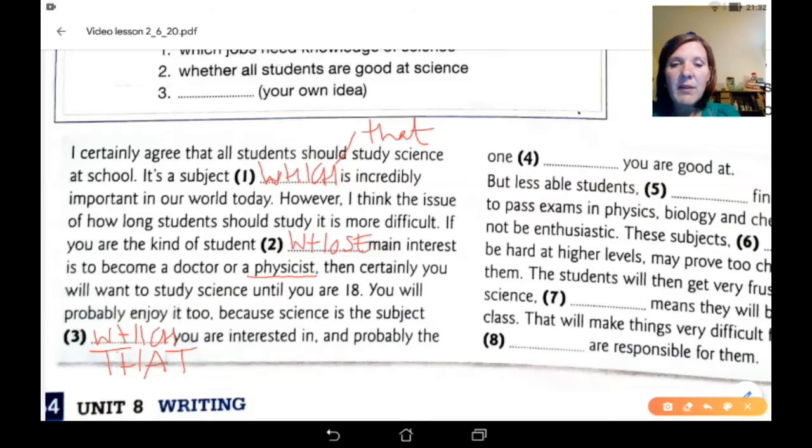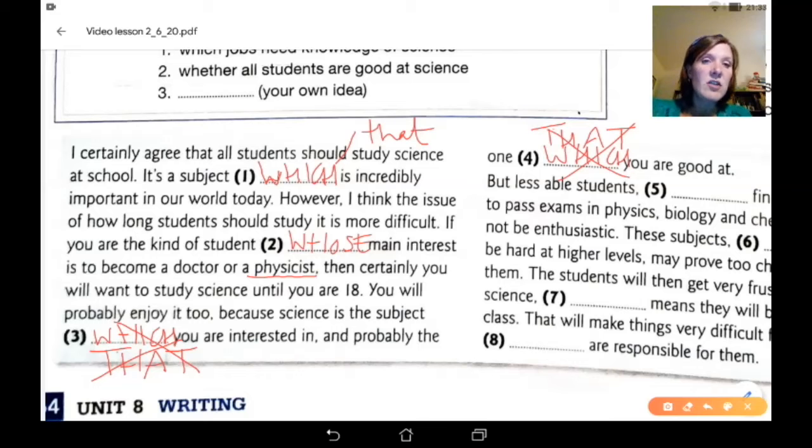And here we have the situation where you could also omit these relative pronouns, okay? Because it's the object of the sentence. You is the subject, okay? So because science is the subject you are interested in, and probably the one which, that, or also nothing. It's the same situation as the previous number 4.